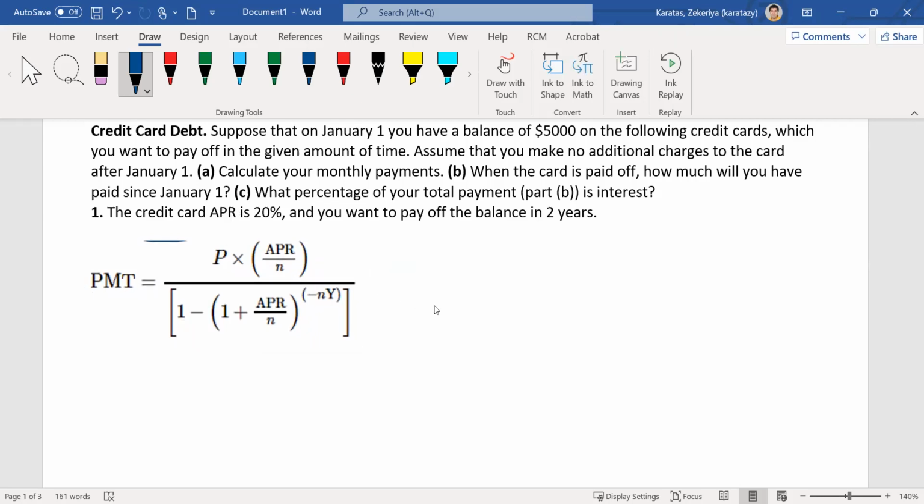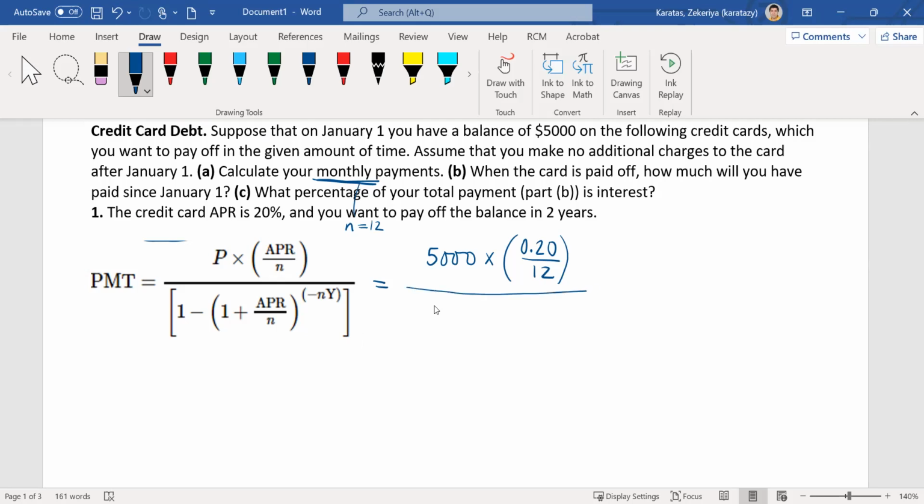For example, for this one, we have $5,000 times the APR, which is 20%. You convert it into decimals, so it's 0.20 divided by 12, because you want to make monthly payments. It's the regular way that you work with credit cards. You make your monthly payments here, and that means n needs to be 12, right? And in our examples, that's going to be the case. So it's just like real-life problems.